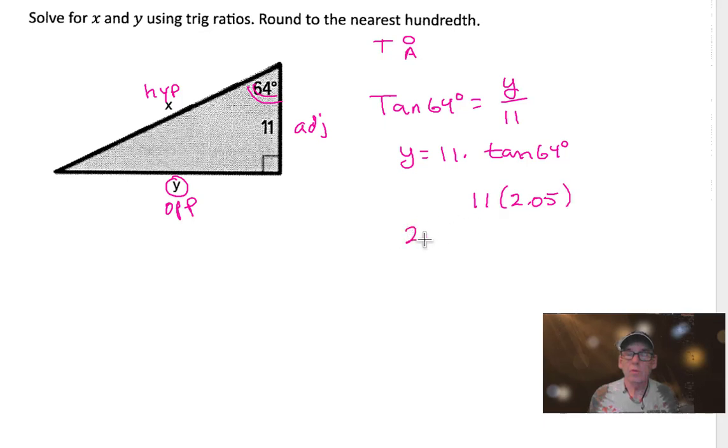So that gives us 2.05 times 11, 2255, and with 2 decimal places, that gives us 22.55. So that's y.